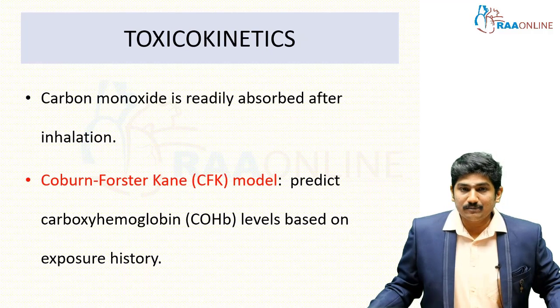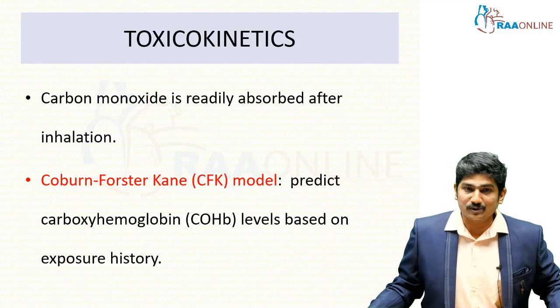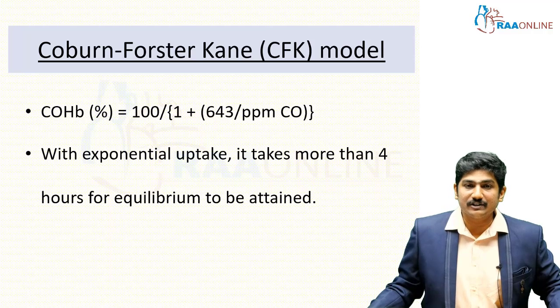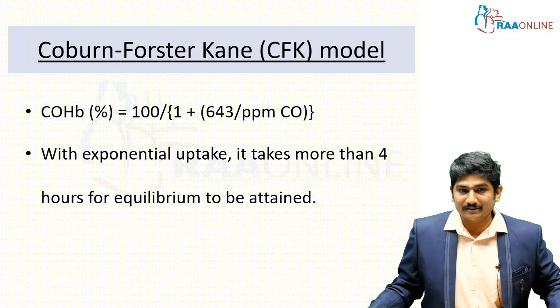Toxicokinetics. Carbon monoxide, once inhaled, readily gets absorbed. The Coburn-Forster-Kane model can predict the amount of carboxyhemoglobin based on the exposure history. So this is your Coburn-Forster-Kane model. It tells you that the carboxyhemoglobin percentage is equal to 100 divided by 1 plus 643 divided by the parts per million of carbon monoxide in that environment. So this is with an exponential uptake.